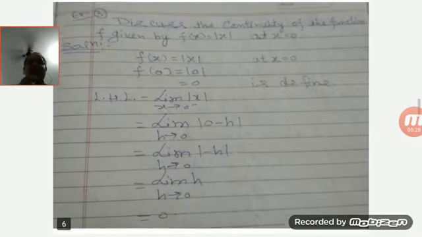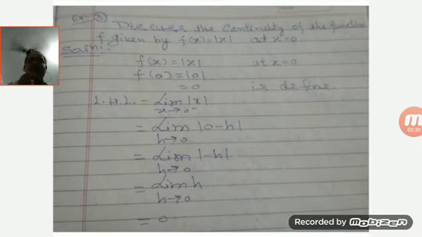Now we can take next example, that is example number 3. Discuss the continuity of the function f given by f of x is equal to modulus of x at x equal to 0. So first we can see whether it is defined at x equal to 0 or not. So we can substitute x as 0. So f of 0 is equal to modulus of 0 is equal to 0. So we can say f(x) is equal to modulus of x is defined at x equal to 0.